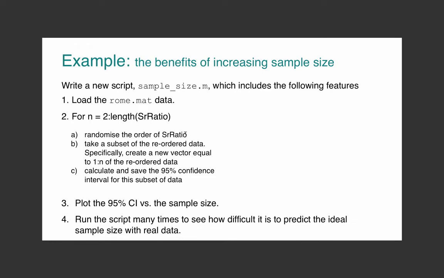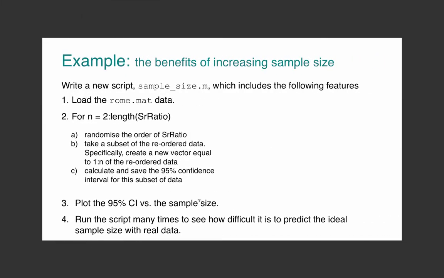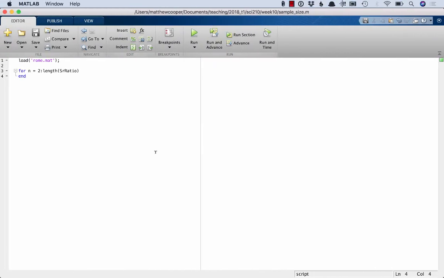I randomize the order of SR ratio and take a subset of the reordered data. So n is my sample size. When n is equal to 2, I'm going to be taking a random subsample of 2 elements from this. And when n is equal to 3, I'm going to take a random 3 element subsample of this, etc. Let's create a pool of elements I can choose from. It's SR ratio.